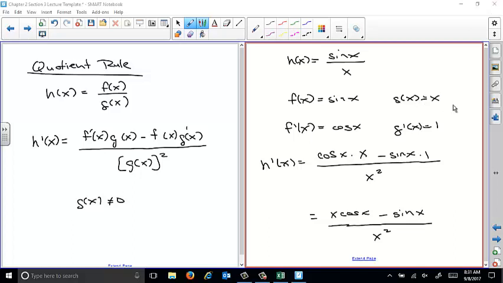Okay, so that's the quotient rule. So what I'm going to do is hand out something. We're going to do some stuff from the last section, and then we'll do some product and quotient rule problems.